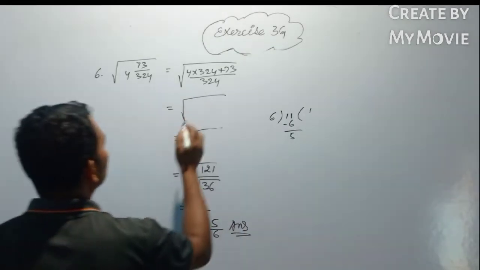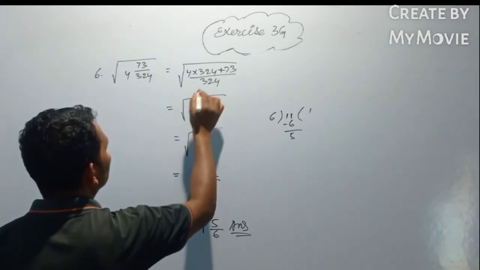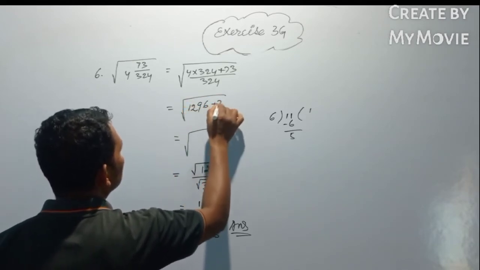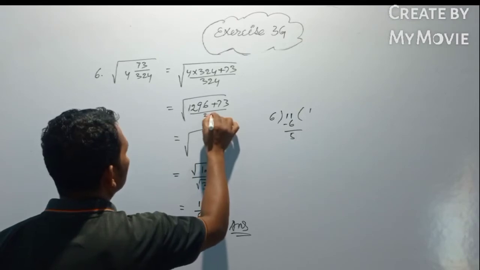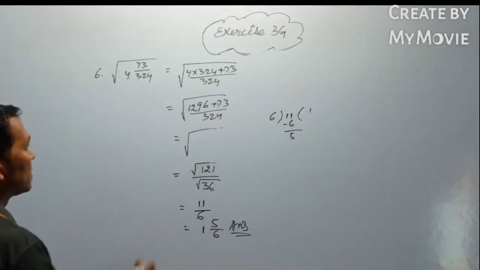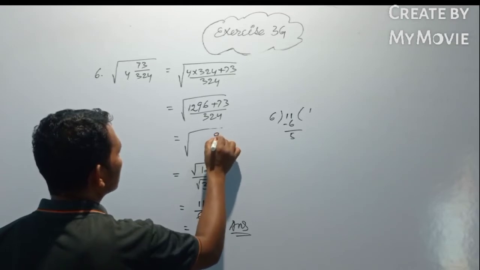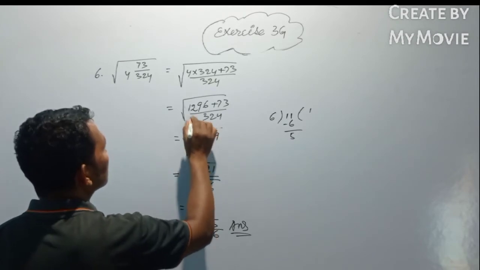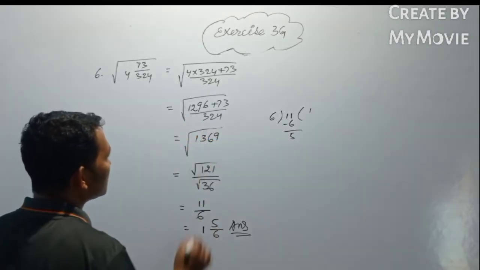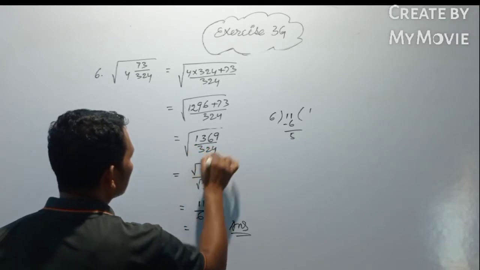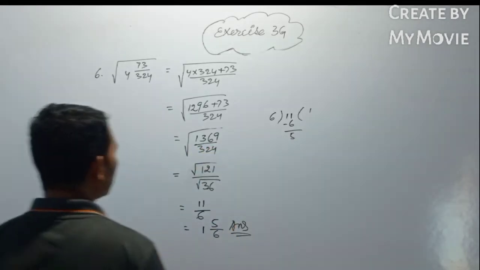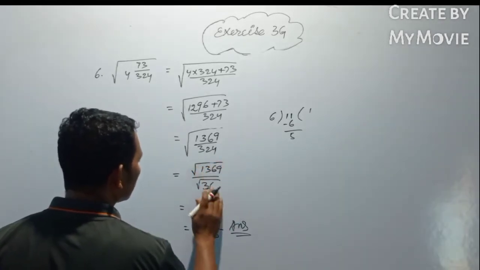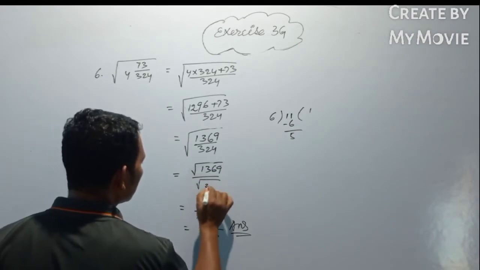This will be equal to 4 4s are 16, 4 2s are 8, 8 plus 1 is 9, 4 3s are 12, plus 73 upon 324. Now 3 plus 6 is 9, 7 plus 9 is 16, 2 plus 1 is 3. So 1369 upon 324. This is equal to square root of 1369 upon square root of 324.